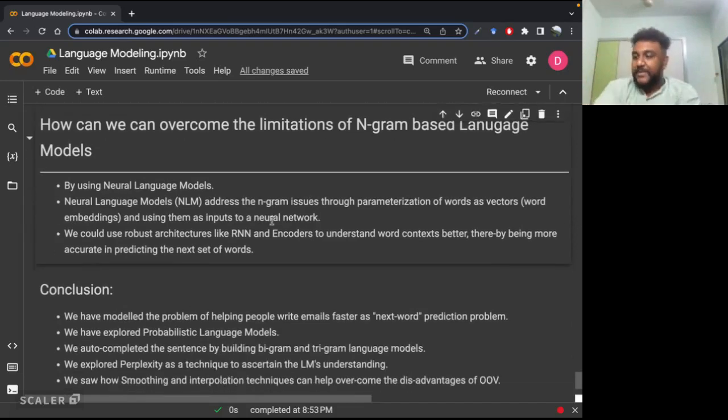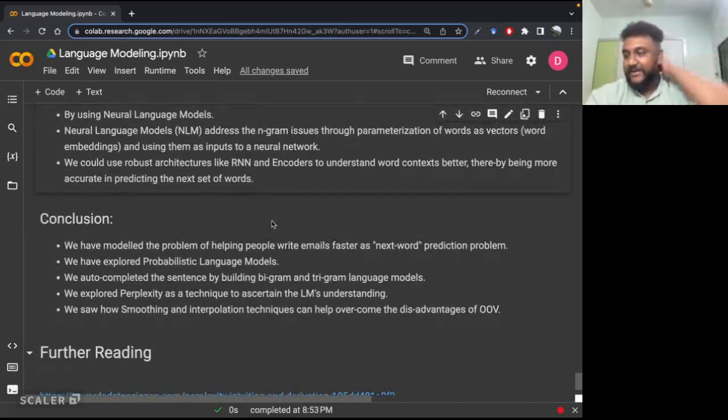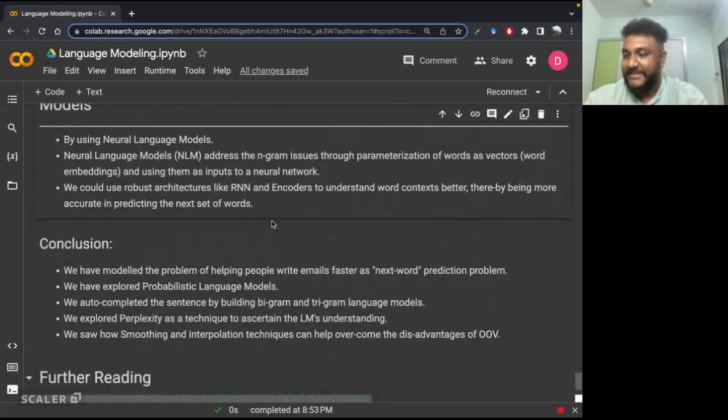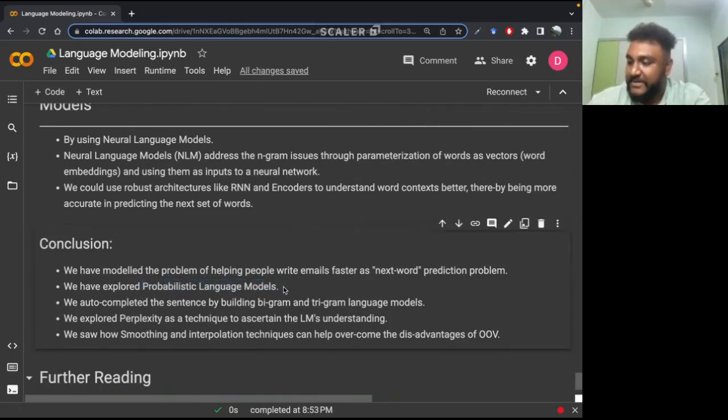Okay, cool. So this concludes the content that is there for this lecture. Essentially, let us quickly talk about what all we saw today. We modeled the problem of helping people write emails faster as the next word prediction problem. This was the business case that we tried to solve. We explored probabilistic language models, PLMs as they're called. We auto-completed sentences by building bigram and trigram language models. We saw how to implement these concretely. We explored perplexity as a technique to ascertain the language model's understanding.